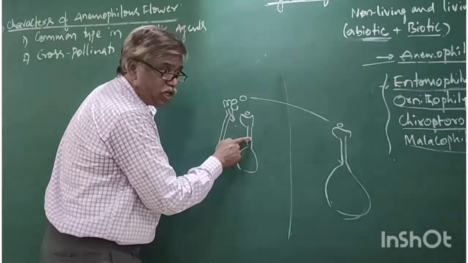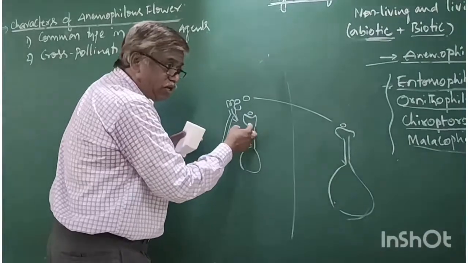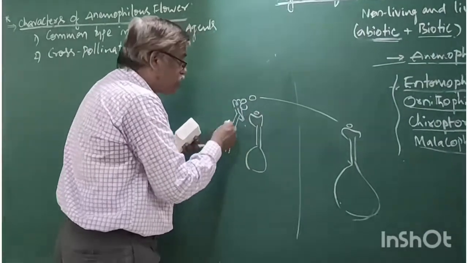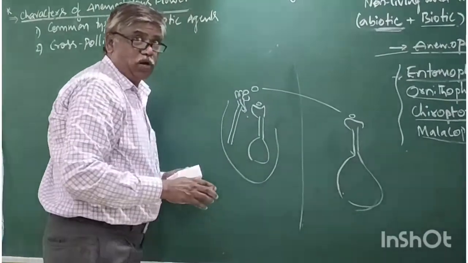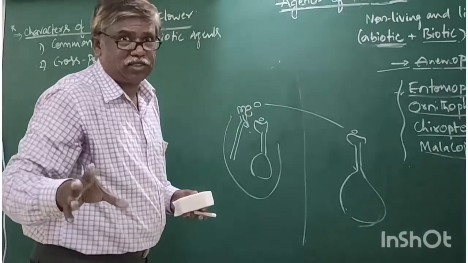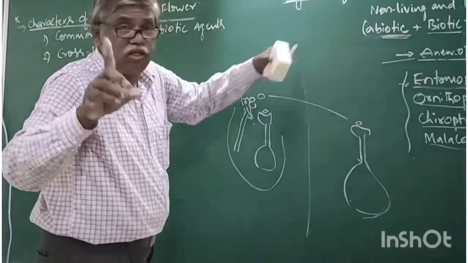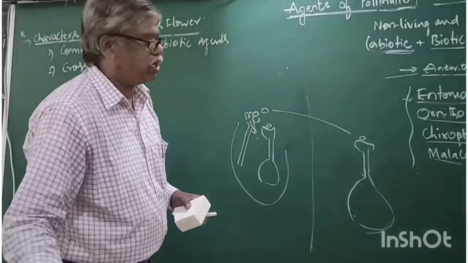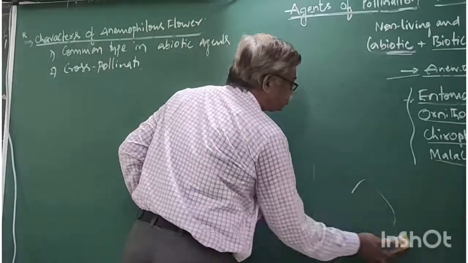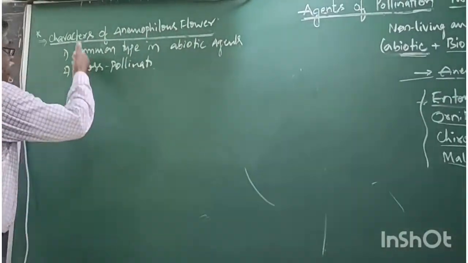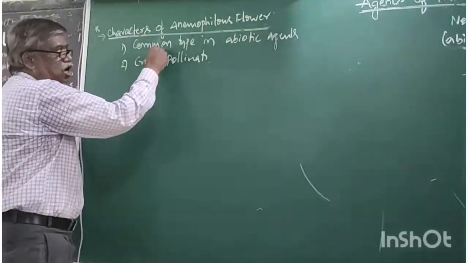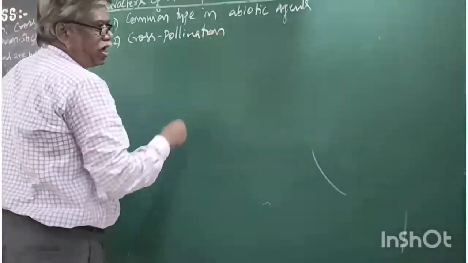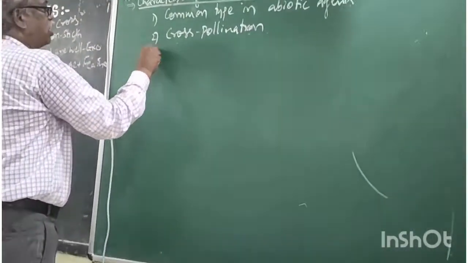In autogamy there is no need of agents because the anther and stigma are in close contact within the flower. Hence, autogamy does not require any agents. If agents are involved in pollination, it must be cross pollination. That may be geitonogamy or xenogamy. Right, now we are discussing characters of anemophilous flower. It is a common type in abiotic. It is a cross pollination.